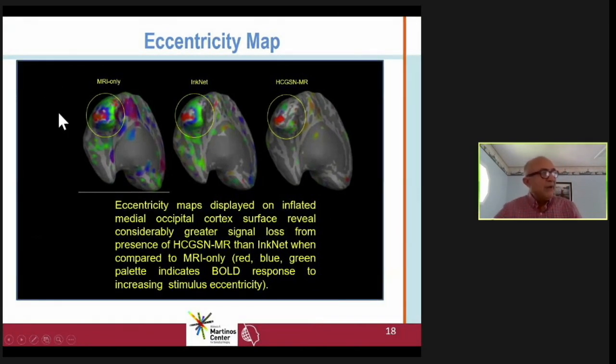When we compare the eccentricity maps with MRI only, we see that when the subject wears an InkNet, the eccentricity map is almost unaffected. However, when we use a copper-based, commercial net, we lose most of the eccentricity map information.